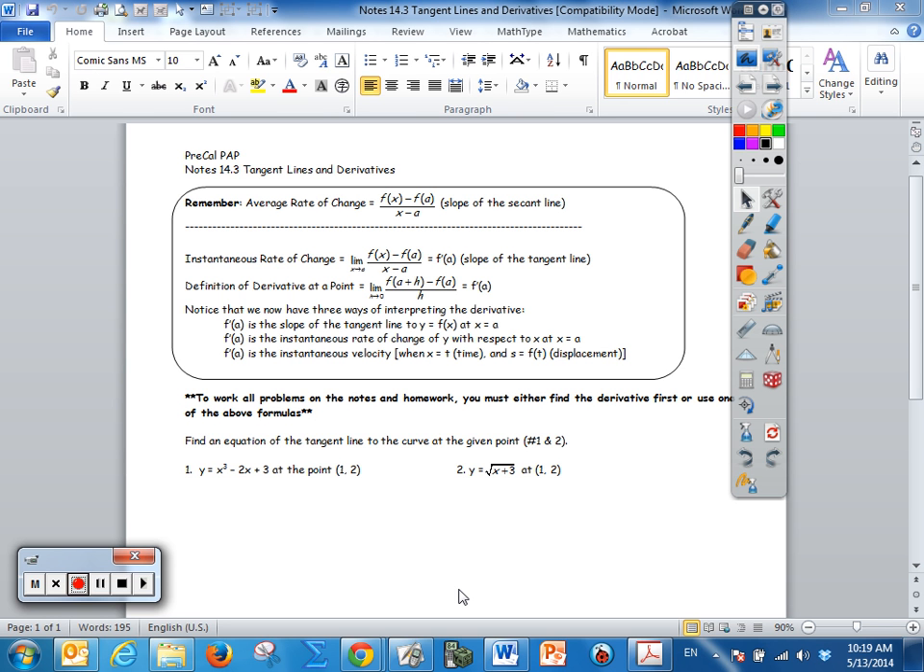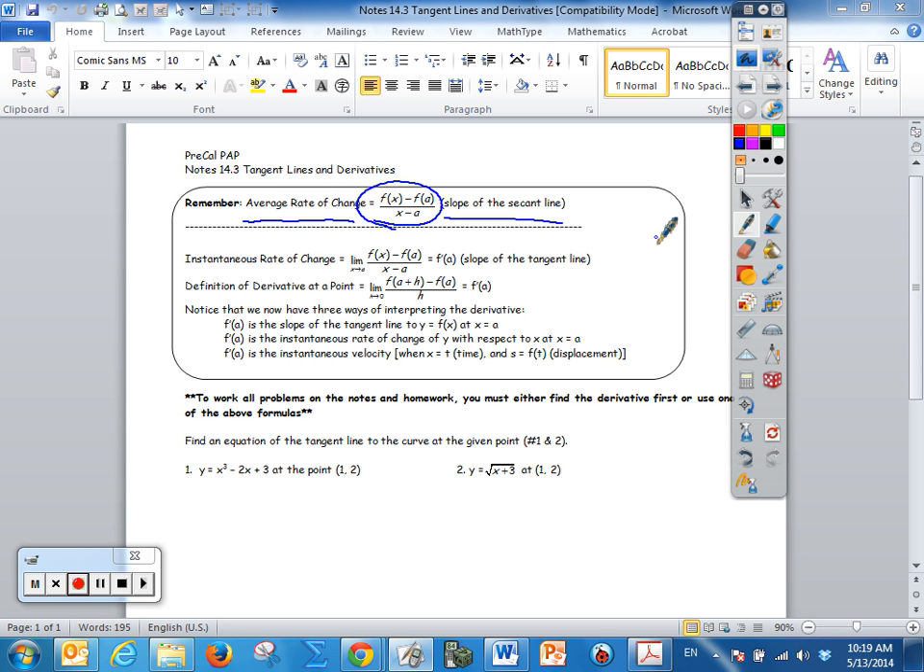For average rate of change, we studied this a couple of units ago. Average rate of change is the slope of the secant line, and this is the formula for it. Basically, it's a fancy slope formula. So we'll be encountering this concept in this lesson. Instantaneous rate of change is our derivative.